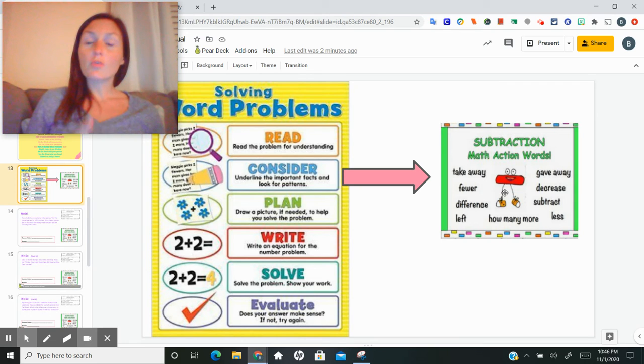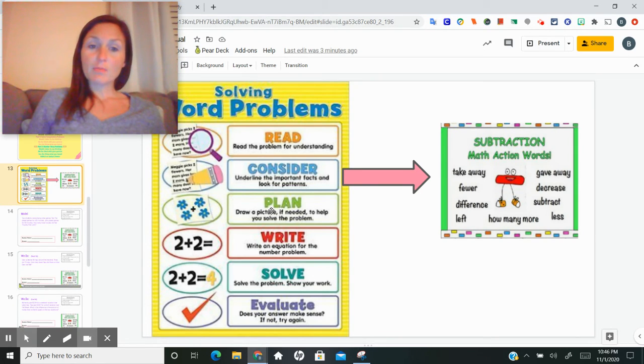But tomorrow, we're going to be looking at both addition and subtraction. Now I'm not going to tell you which one you're supposed to be able to solve. You're going to have to know based on these words. So it's really good for you to practice today to make sure that when we go to tomorrow, you've learned these words. And it helps you know if you're supposed to add or subtract.